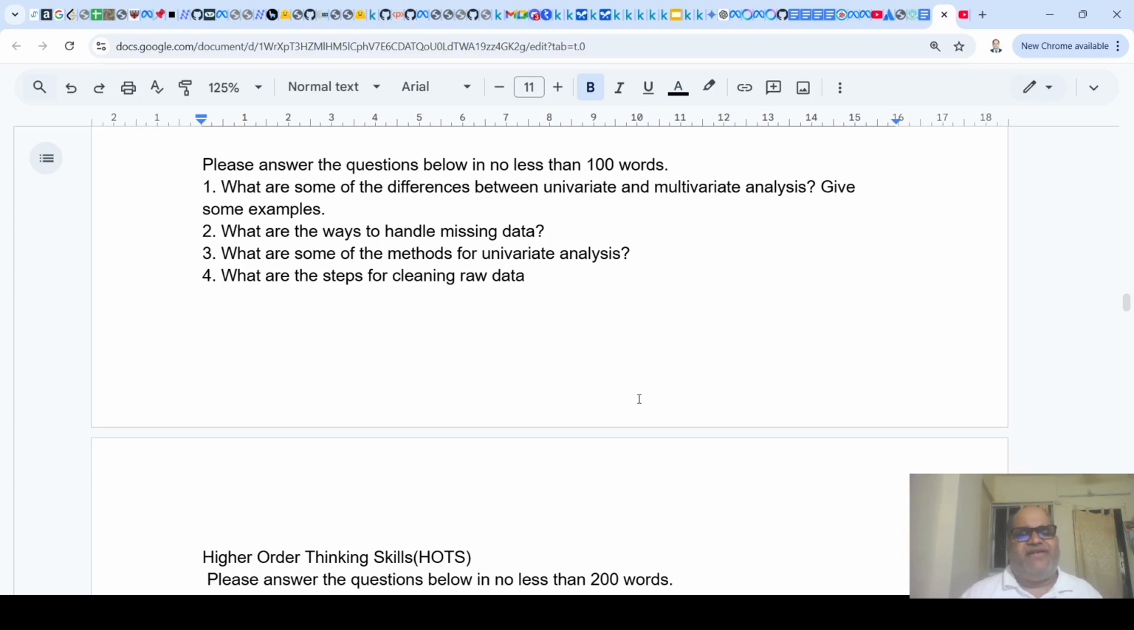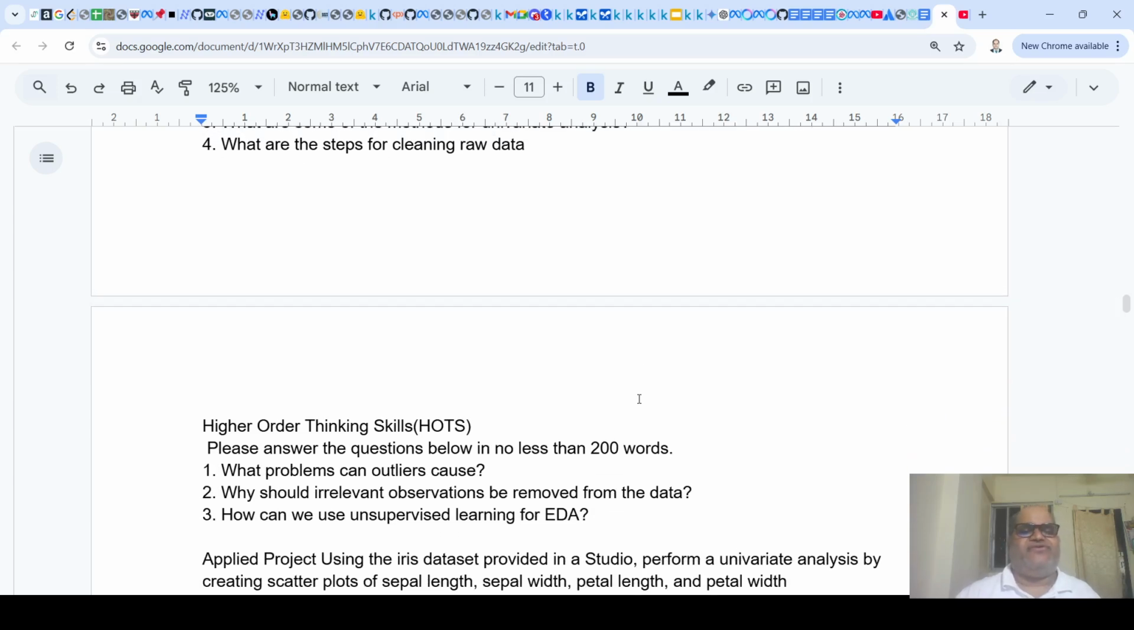What are the ways of handling missing data, right? So as you saw, you can replace it by mean, median, mode, right? Or you can use higher order imputation like linear regression. Then some methods for univariate analysis, right? So you can do histogram, box plot, scatter plot. Cleaning raw data is again format related, right? So solve formatting, solve mixed formats, those kinds of things.